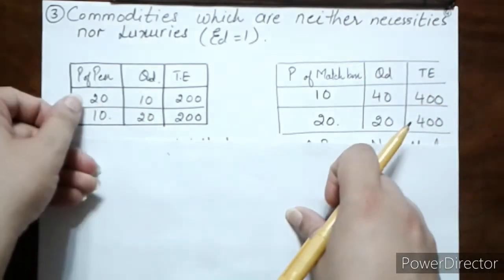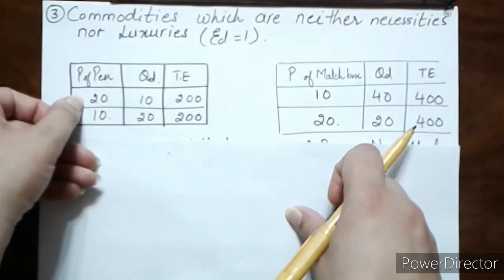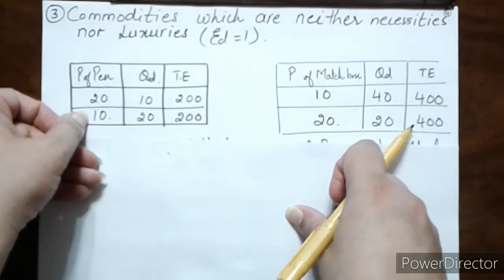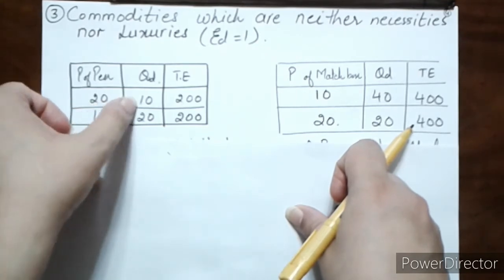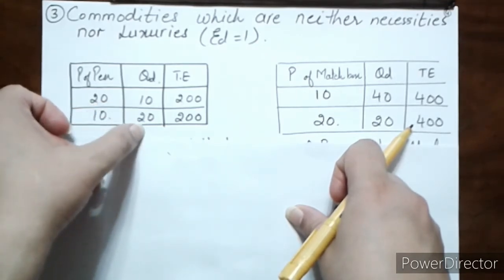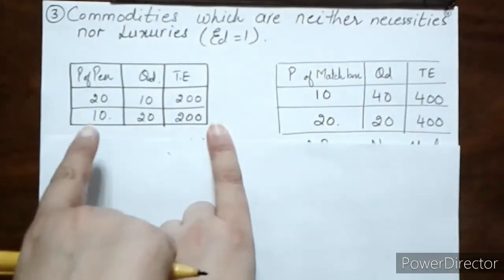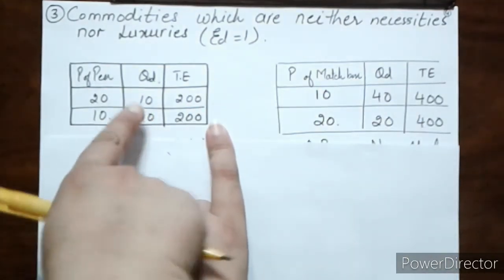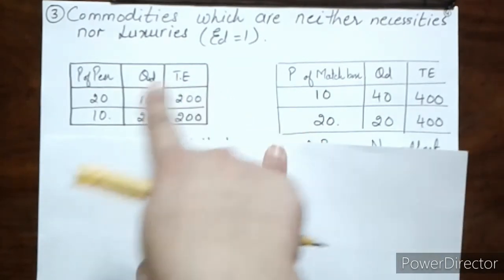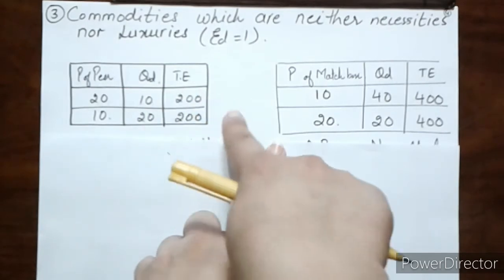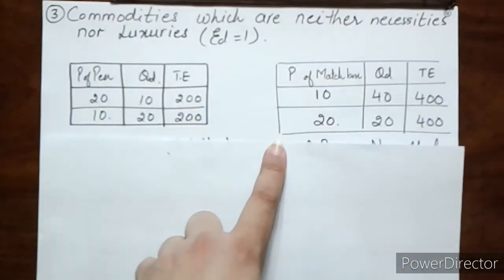luxury. So if a ballpoint is worth rupees 20, its price drops to rupees 10. How many extra pens am I going to buy? I'll just make use of the drop in price, and I may buy double the quantity, but the total expenditure in both the cases remains the same. When at price 20 I was buying 10 pens, I was spending 200 rupees, but when the price dropped to 10, I bought 10 extra pens, and my total expenditure still remained 200.